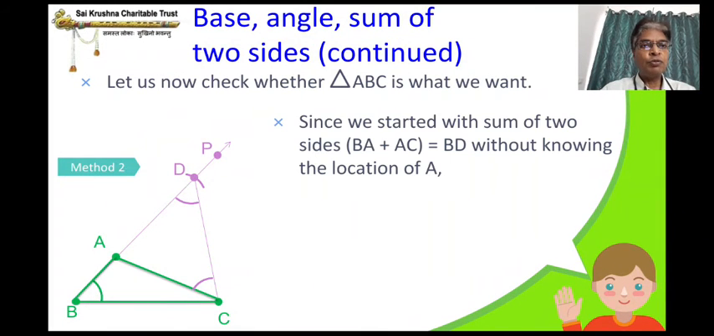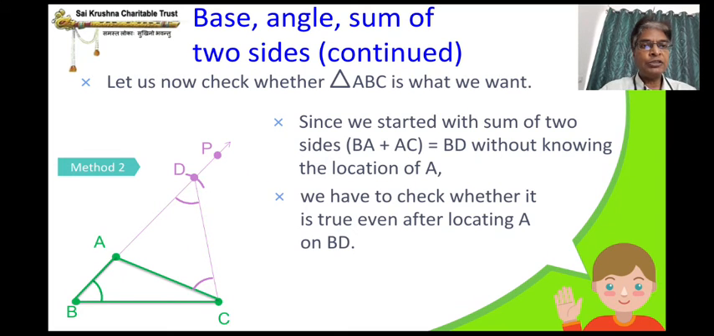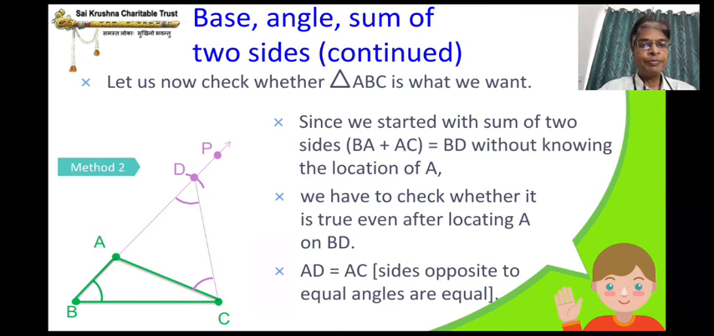So we are going to see the proof. Again, initially everything is going to be the same as method 1. Since we started with two sides BA plus AC equal to BD, without knowing the location of A, we have to check whether it is true even after locating A on BD. The same points. Now here, through the perpendicular bisector, we were able to prove that two triangles are congruent, and from that we made two CPCT.